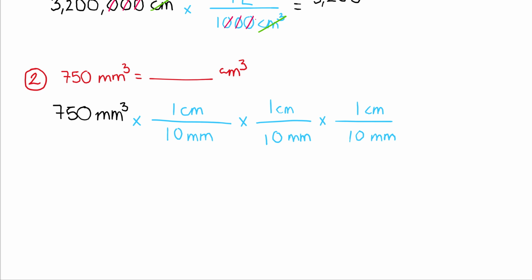Okay, and then I cancel my millimeters with this one, with this one, with this one, and I have to divide by 1,000. So the answer is going to be that this is equal to 7,500 cube centimeters. Fantastic.